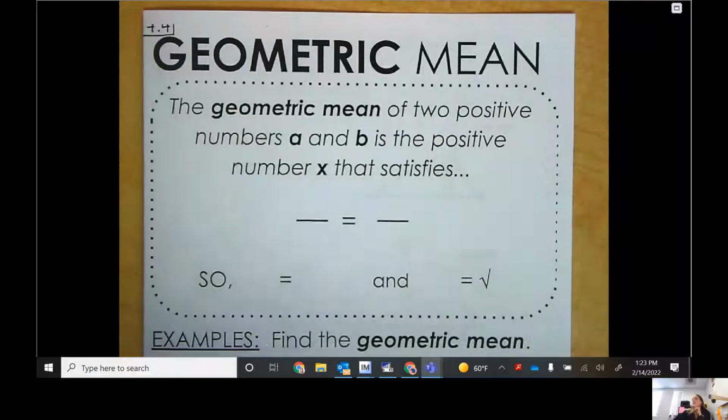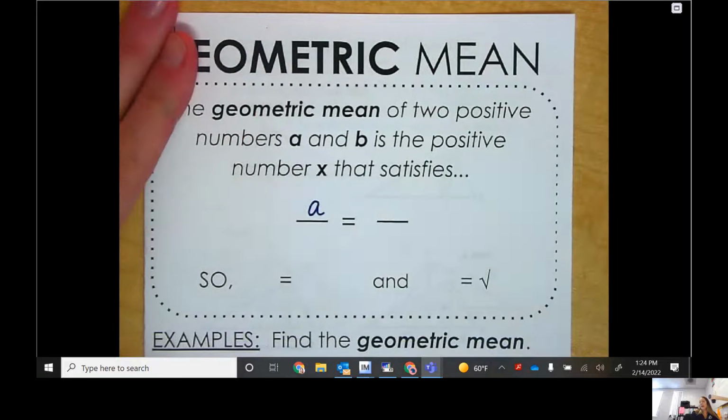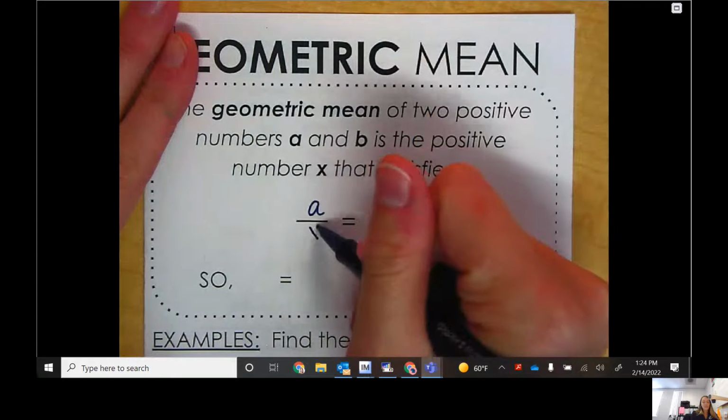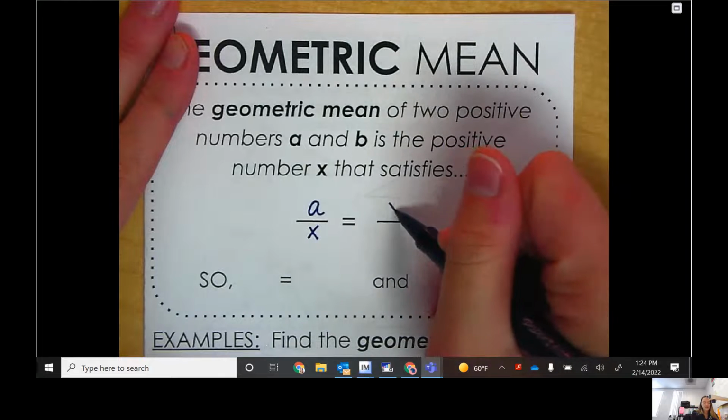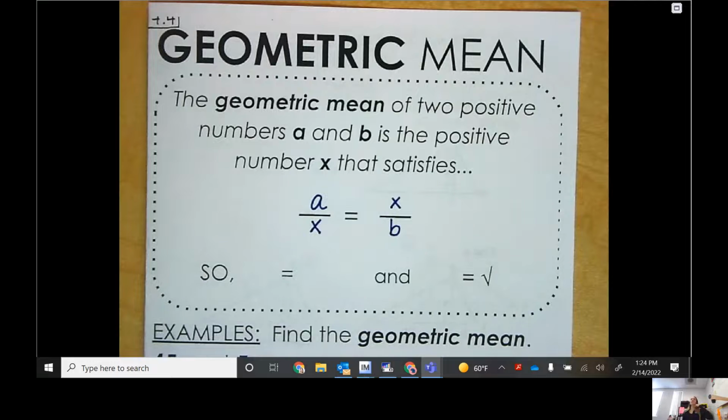The geometric mean of positive numbers A and B is the positive number X that satisfies the following proportion. Okay, so it's a weird proportion. Just write it down. We'll talk about it in a second. A divided by X equals X divided by B. So the A and the B are the two values that you're trying to find the geometric mean of. And then when you actually solve the proportion, that's your geometric mean or the geometric average of your two numbers.